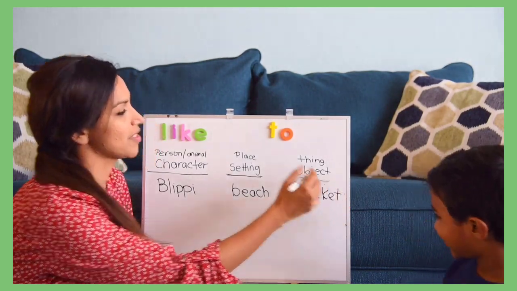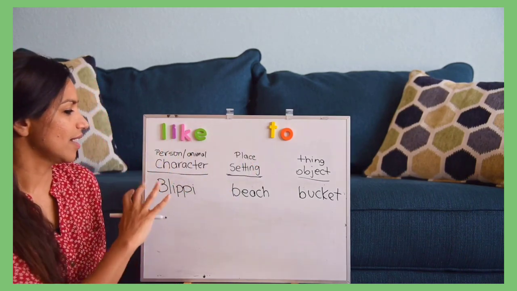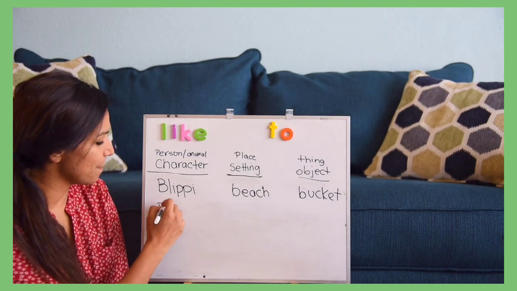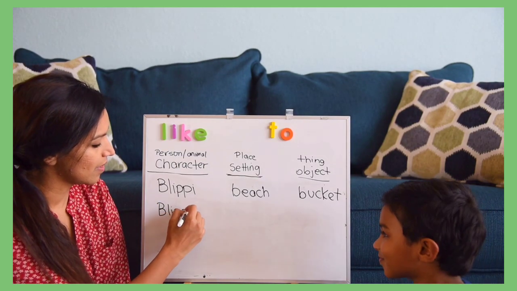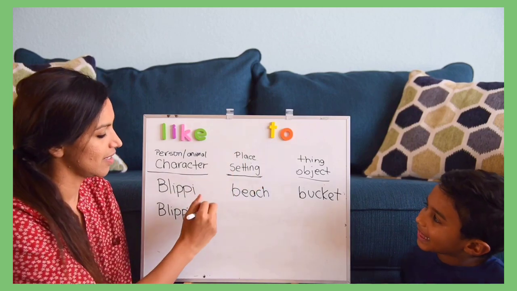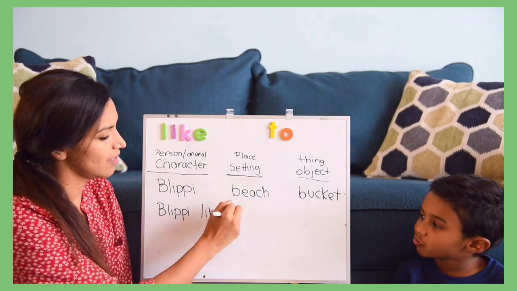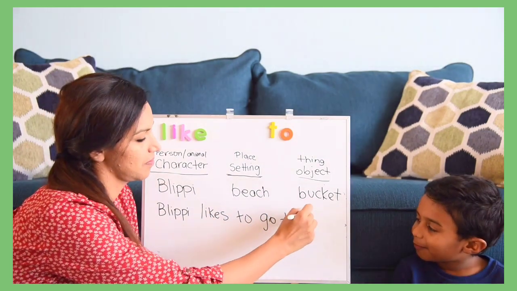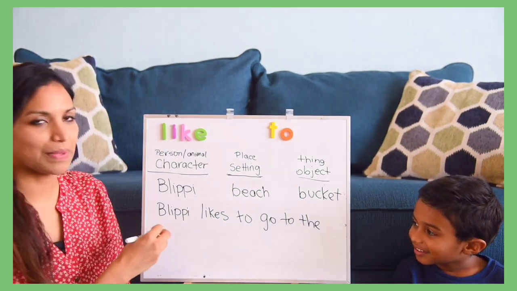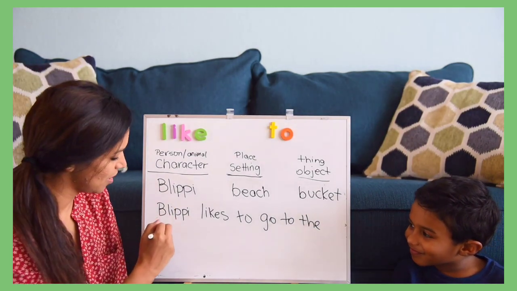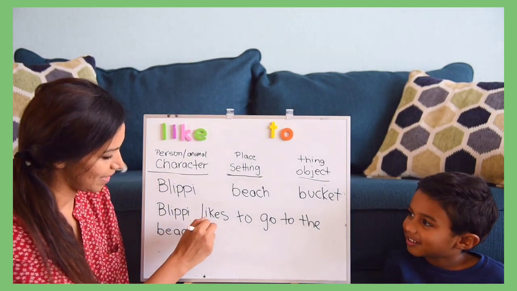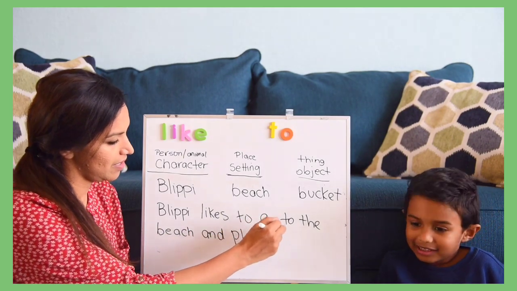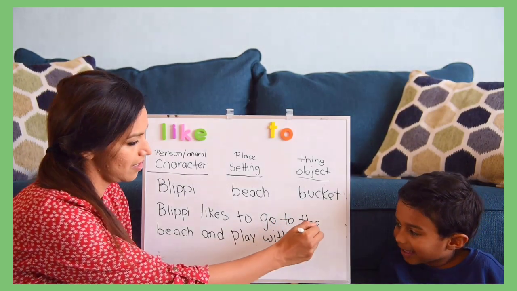Okay. So we have to have the words like and to. And we have our character, our place, and our object. So Blippi likes to go to the beach and play with his bucket. Blippi likes to go to the beach and play with his bucket.